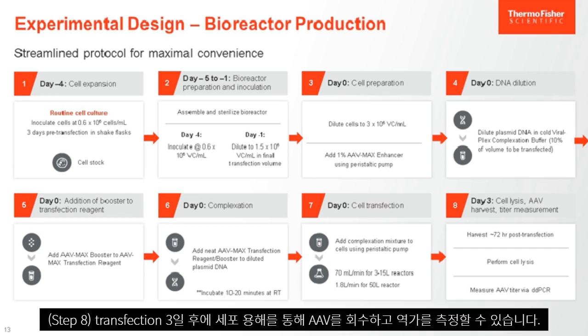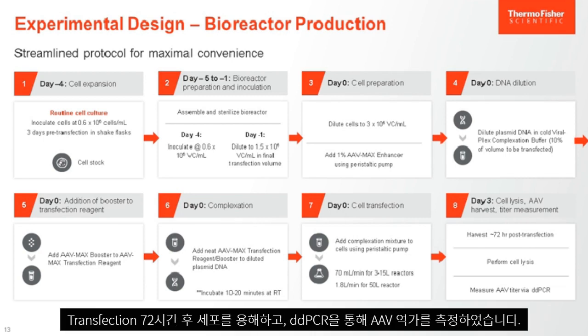And then in step 8, you see on day 3, cell lysis, AAV harvest, and titer measurement. So at about 72 hours post-transfection, we would perform cell lysis and then measure the AAV titers via ddPCR.